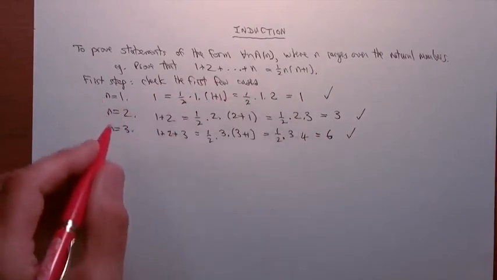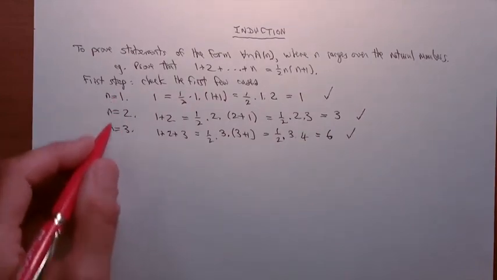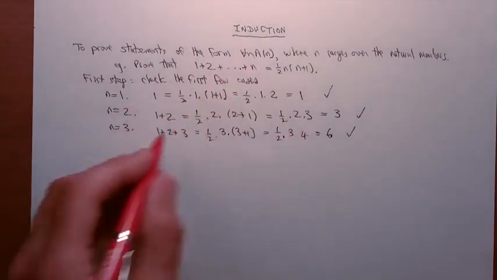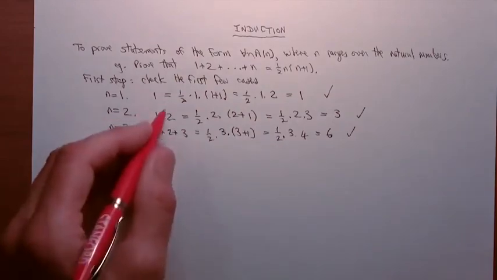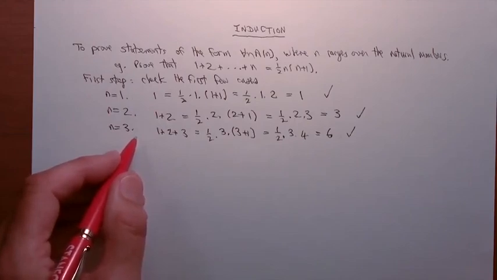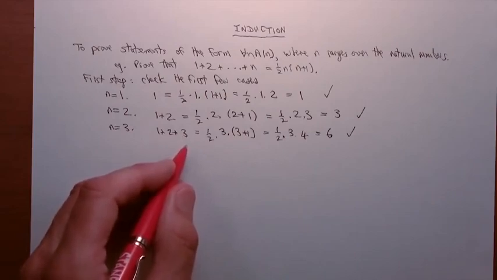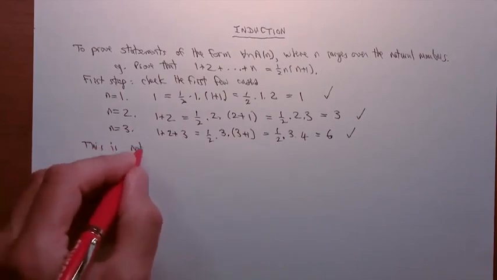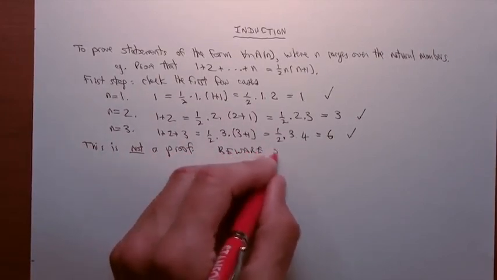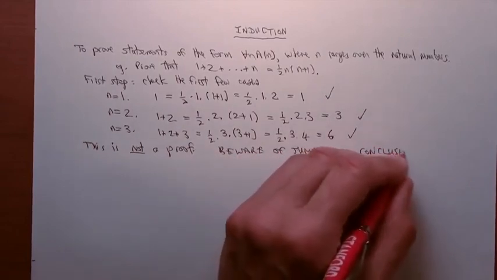So the formula checks out for the first 3 cases, and we might want to do a couple more cases. But at least that gives us some sense of what's going on. By doing this, we understand what the equation's saying. Now, so far, this isn't a proof. This is just checking the first 3 cases. In fact, you've got to be very careful about jumping to conclusions based on the first 3 or 4 cases. So let me just stress that. This is not a proof. Okay, and let me stress it again. Beware of jumping to conclusions.